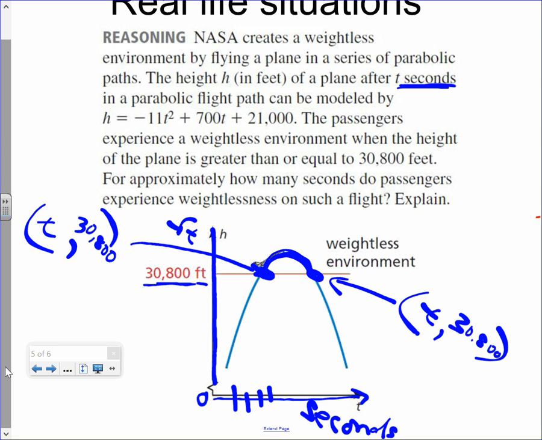Our job is to figure out how many seconds the passengers experience weightlessness. In other words, when they're right here to right here, how long is this? How much time occurs here when the plane's right here? What we're going to do is figure out what t is right here for both of these. When the time is this and when the time is that. At what time does that jet reach 30,800? And at what time does it reach 30,800 on its way down?